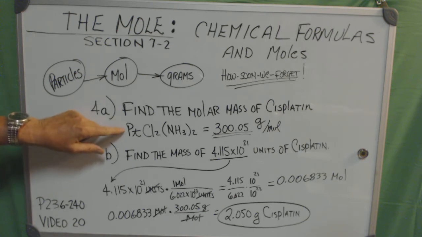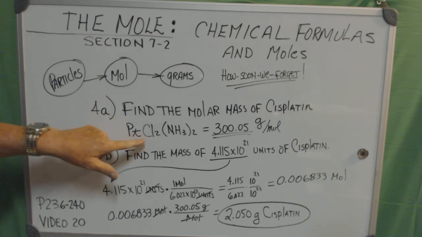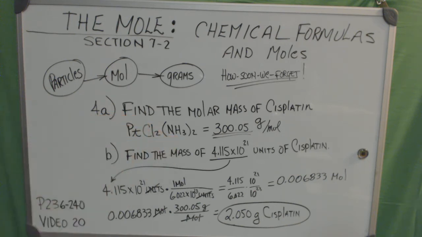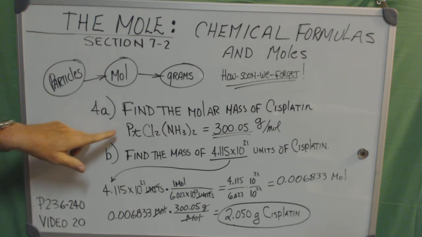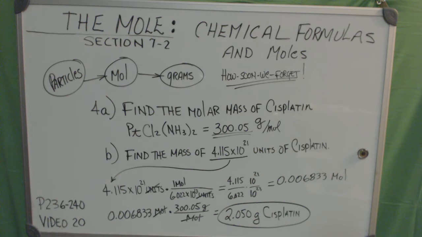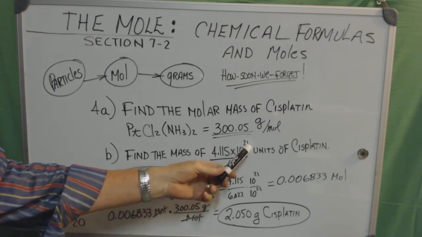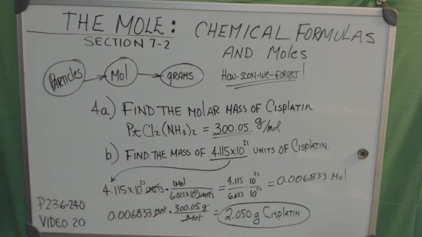And we needed to list the elements and find out how many of each there were and multiply by their atomic mass units, and we get 300.05 grams per mole. You can go ahead and do this if you'd like and see if you get the same answer, okay? So we're going to need the atomic mass of cisplatin in part B, where part B says find the mass of 4.115 times 10 to the 21st units of this cisplatin.